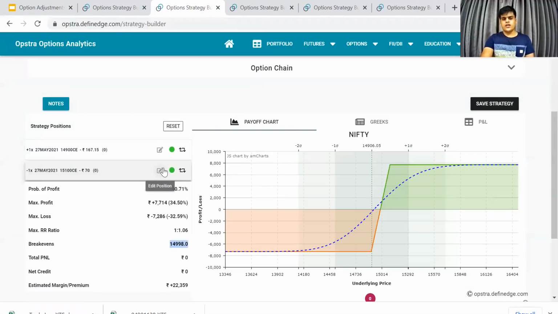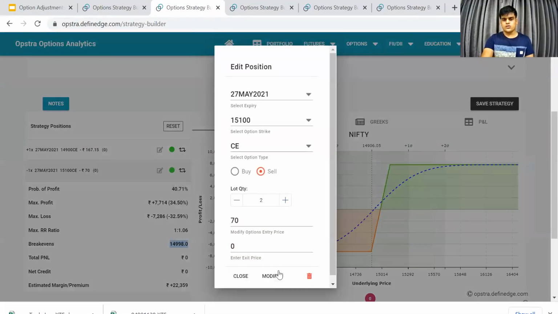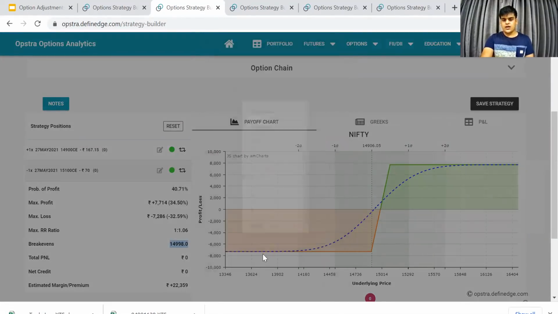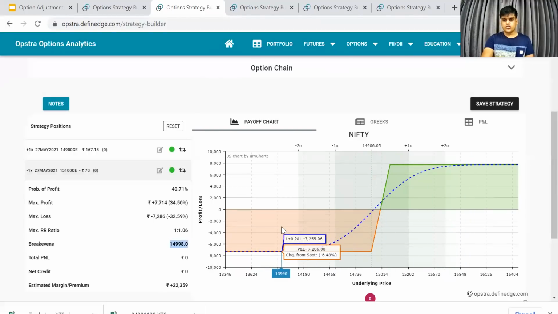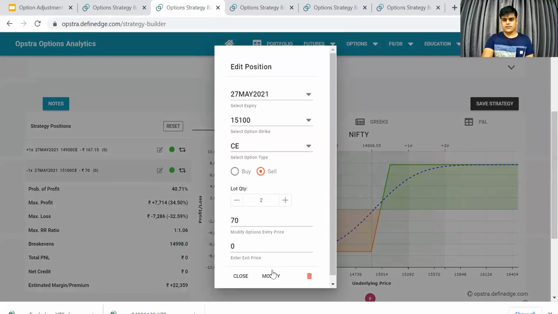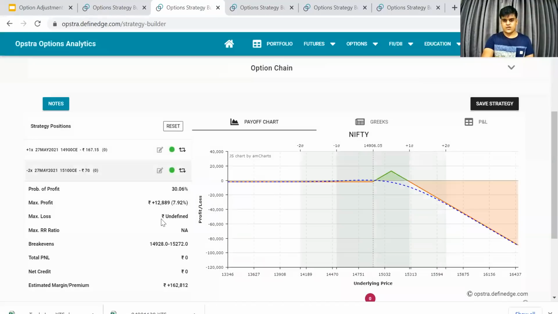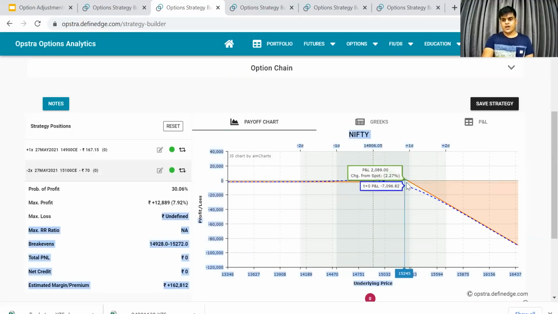Suppose you think that 15100 is a resistance level for Nifty, it won't go above it, and you're bullish up to 15100. So what you can do is you can sell two calls. So now just see, you are bullish here and you have loss on the downside. If I do this, the loss will be negligible on the downside. See, the loss is only 2000 on the downside, but you can see that the max loss is undefined on the upside. Okay, but the max break even is 15272.